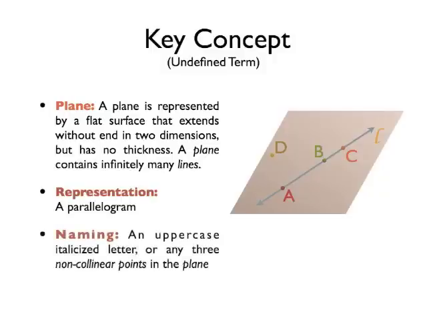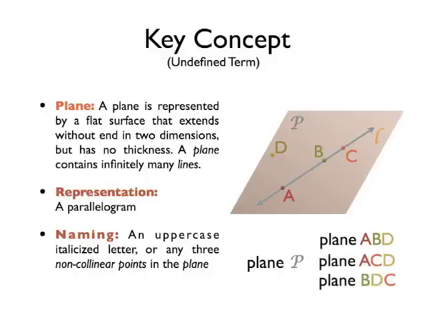One method is with an uppercase italicized letter. Notice the P in the upper left-hand corner there, so we can call this plane P. Or we can use any 3 non-collinear points. So we can name this plane ABD, or plane ACD, or plane BDC. Notice the order of the points doesn't matter. One thing we cannot name it, however, is plane ABC, because those 3 points are collinear.